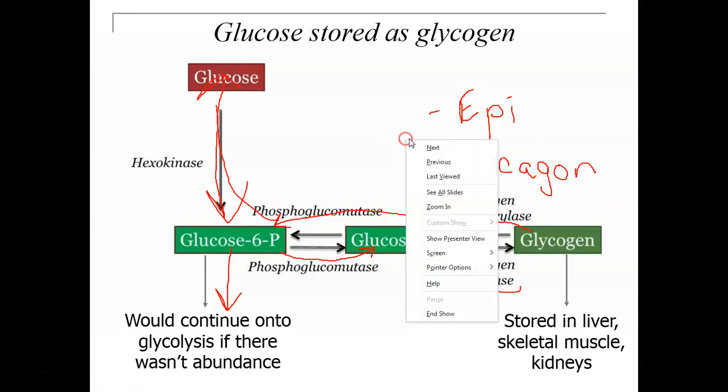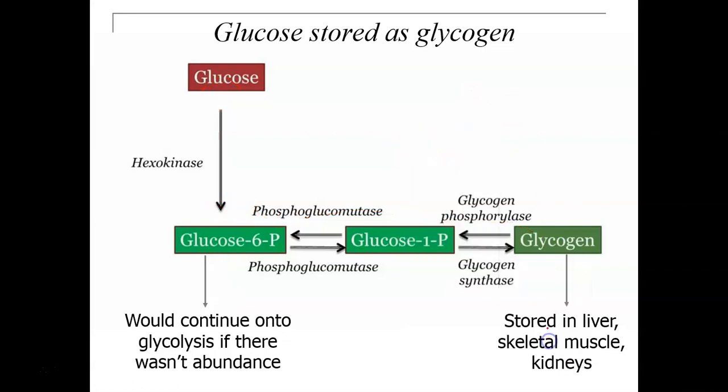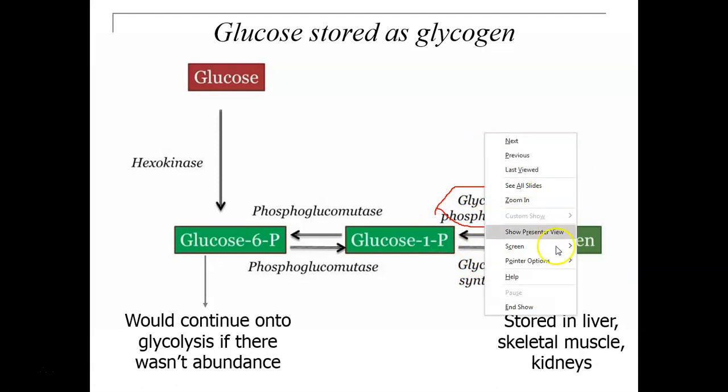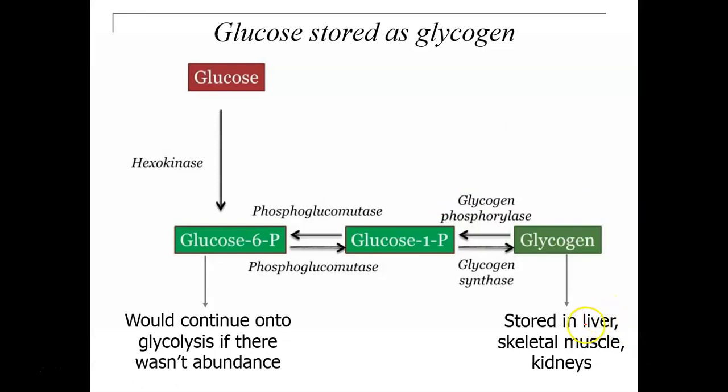Now, not all cells have both these enzymes. Skeletal muscle, liver, and kidneys a little bit, though it's pretty negligible comparatively to the liver and skeletal muscle. The liver is a sharer. For instance, if blood glucose levels are low, your liver will release glycogen in order to elevate glucose.